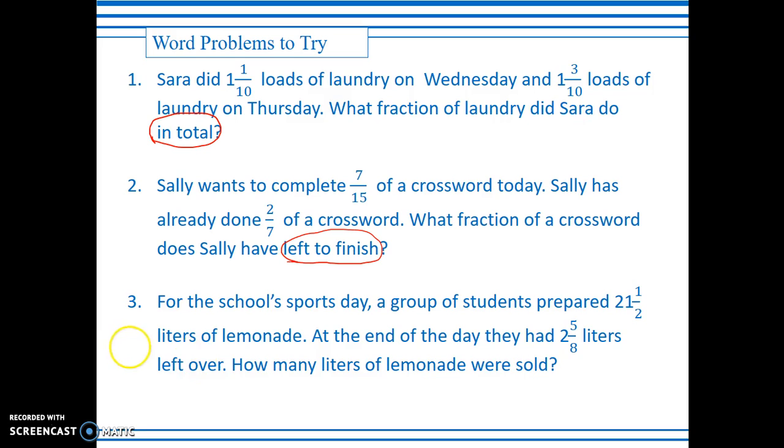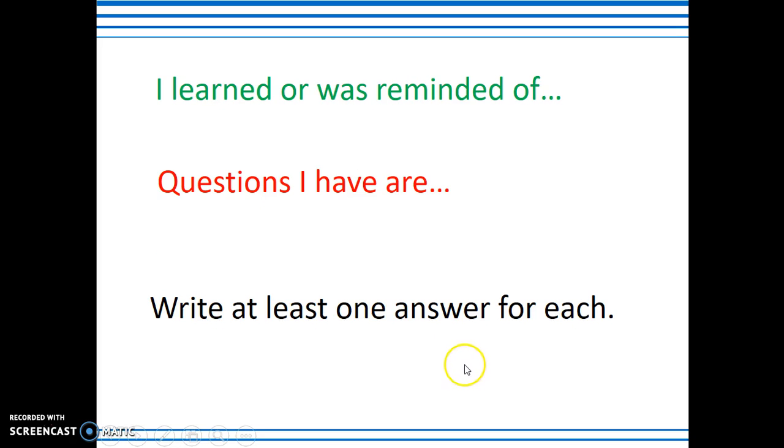And the last one, for the school's sports day, a group of students prepared 21.5 liters of lemonade. At the end of the day, they had 2 5/8 liters left over. How many liters of lemonade were sold? So we know that they had this much left over, and we want to know how much they sold. I wonder what I'm going to do. Go ahead and try that problem. And before you finish, tell me something that you learned or were reminded of, and a question that you have.